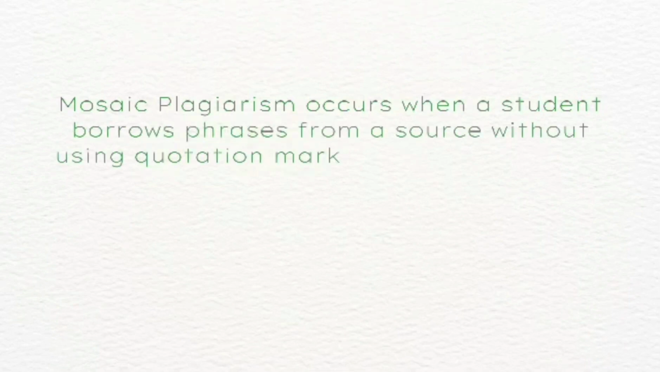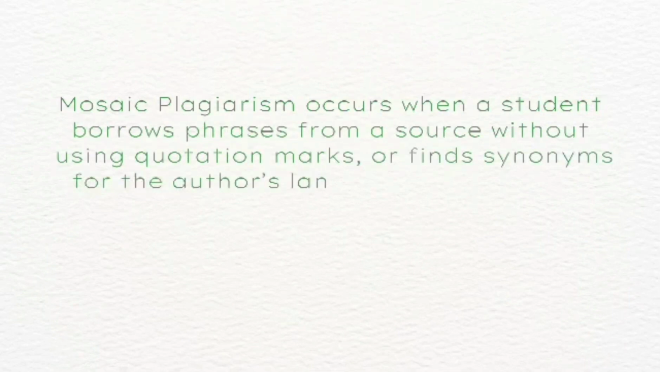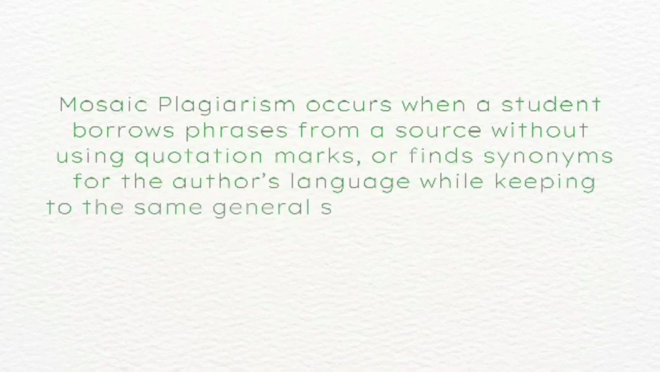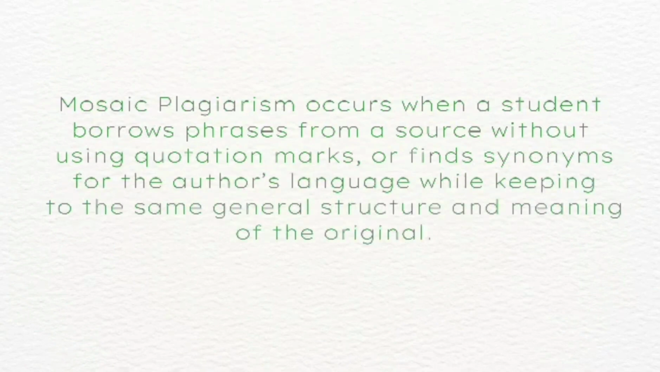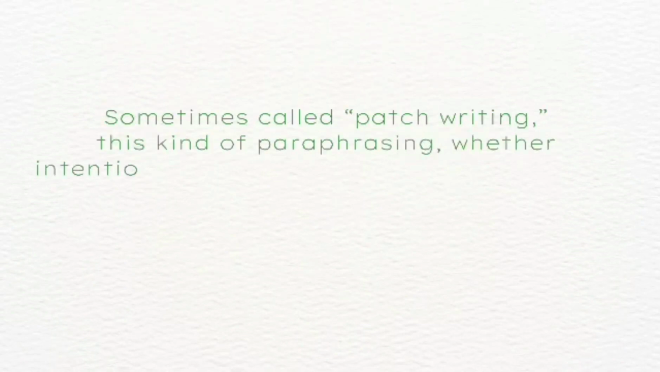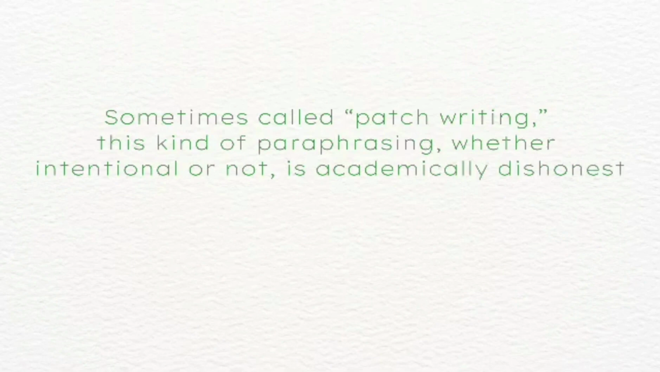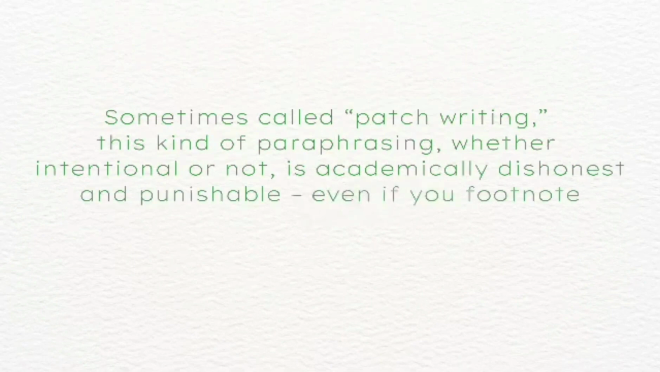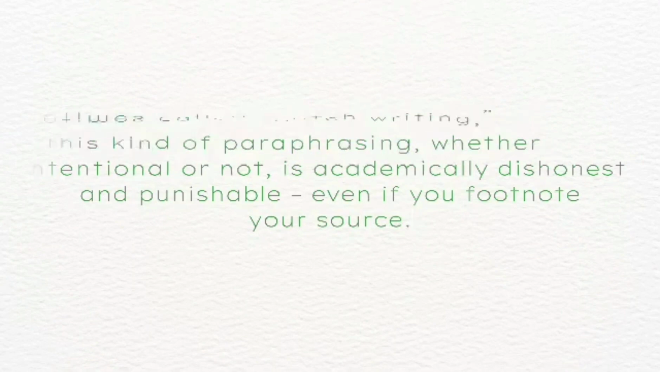The third type of plagiarism is mosaic plagiarism. It occurs when a student borrows phrases from a source without using quotation marks, or finds synonyms for the author's language while keeping to the same general structure and meaning of the original, sometimes called patch writing. This kind of paraphrasing, whether intentional or not, is academically dishonest and punishable, even if you footnote your source.